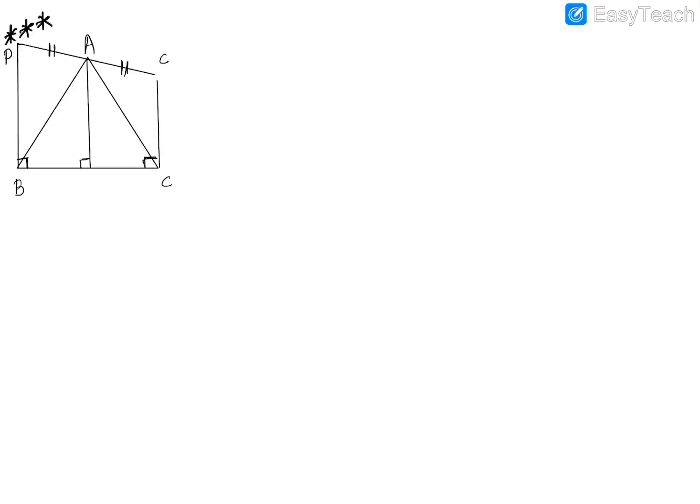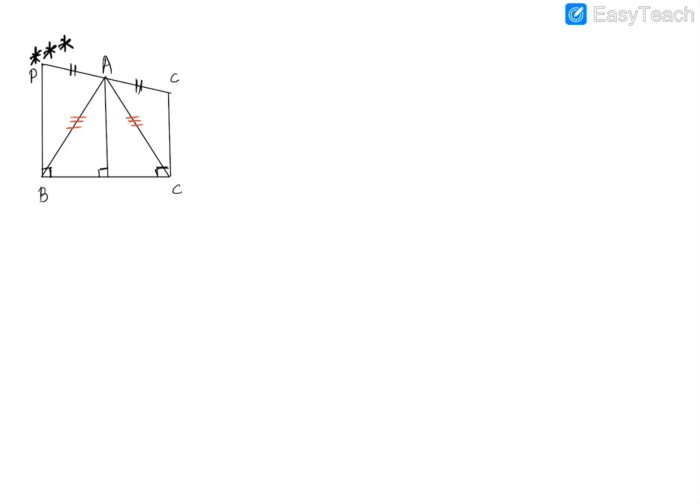Now what do you have to prove in the question first? We have to prove that AB is equal to AC. You are asked to prove AB is equal to what? Sorry, not AC. Yeah, I made a mistake. This should be PQ. I think it got erased or something. This should be PQ.